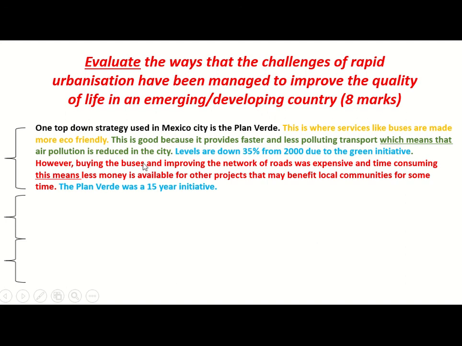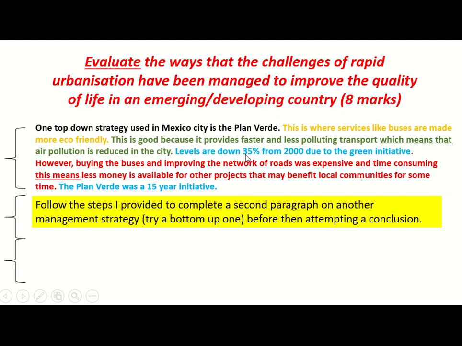However, buying the buses and improving the network of roads was expensive and time-consuming. Okay, that's a negative. This means less money is available for other projects that may benefit local communities for some time. The Plan Verde was a 15-year initiative. There you go. So that summarizes the good and the bad of the Plan Verde with stats.